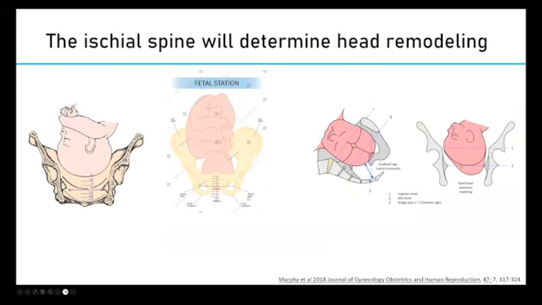So if the baby's head is seen in this plane, and here's the distance between the ischial spines, which is considered engagement, the baby's head reaches to this point, and then if the ischial spine, let's say, is not as mobile as it should be, the child's head may remodel, or there may be other types of birth difficulties.